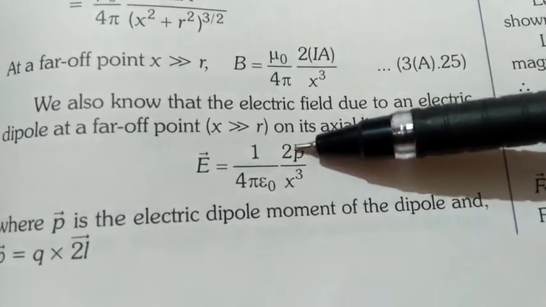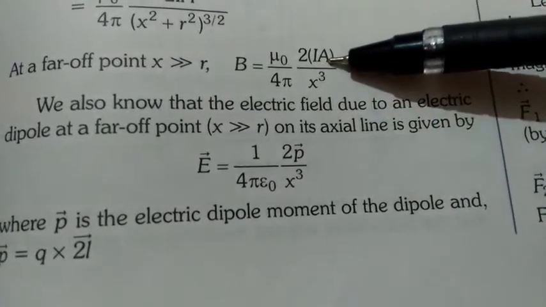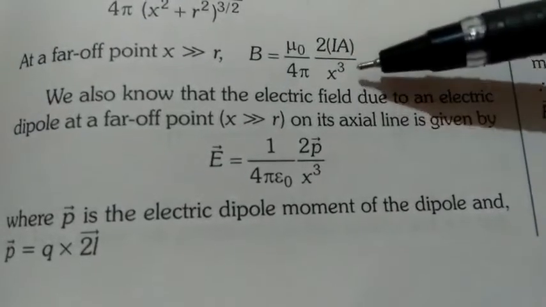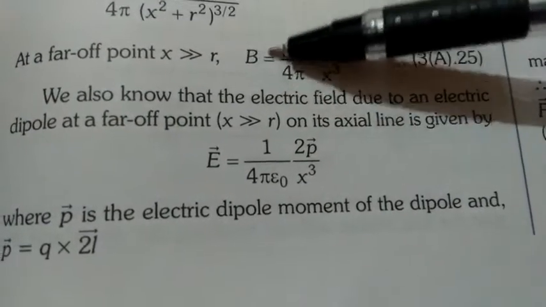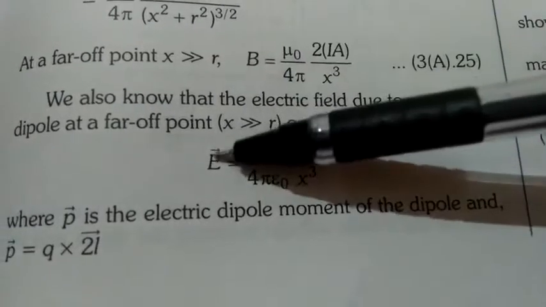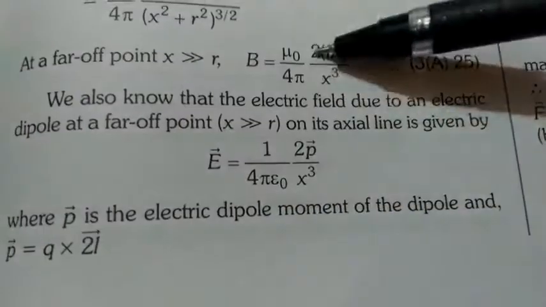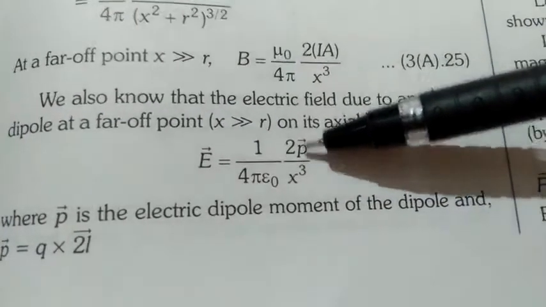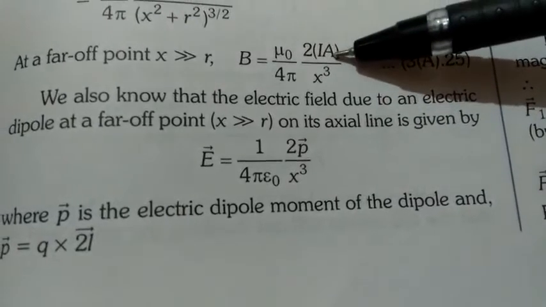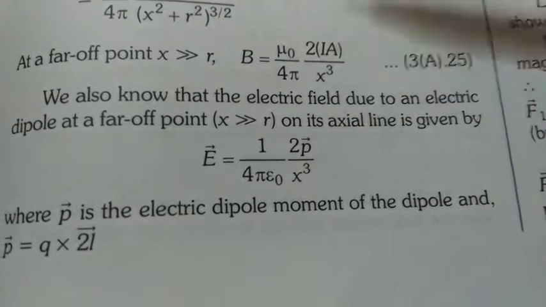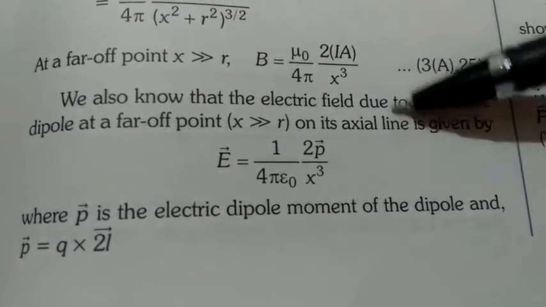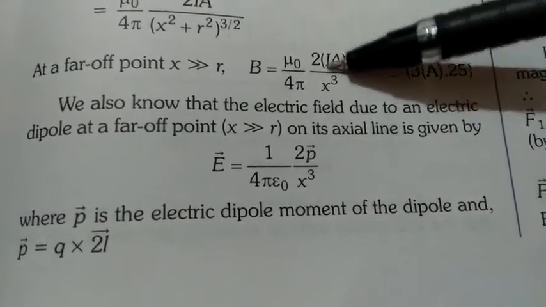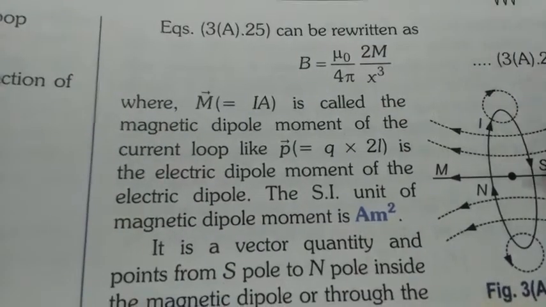Here P is the electric dipole moment. So I into A must be the magnetic dipole moment. Are you understanding this? For a circular loop we first find the magnetic field, then we find the electric field, then we compare them both. What we find is that in place of the electric dipole moment, here we have I into A. So IA must be the magnetic dipole moment. So this equation can be written in the form of the magnetic dipole as well. In place of IA we can write M.